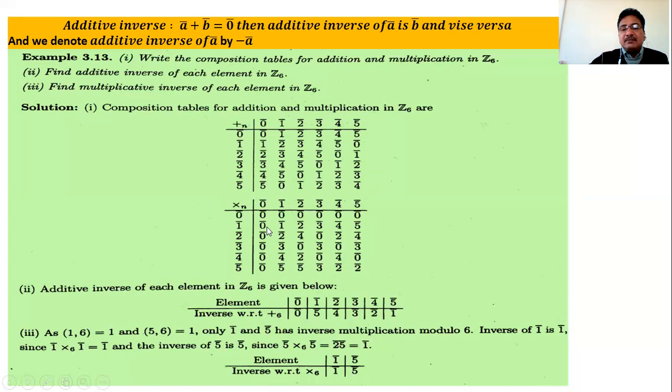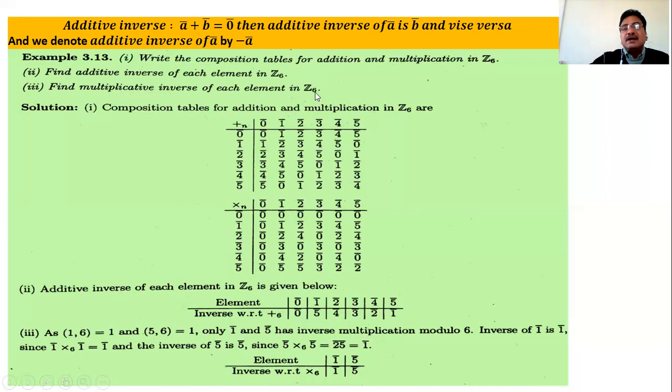While in Z7, 6 elements have multiplicative inverses. In Z8, 4 elements have multiplicative inverses. So why does the multiplicative inverse of 0 bar not exist? Because the greatest common divisor of 0 and 6 is not 1. The greatest common divisor of 1 and 6 is 1, and therefore 1 bar inverse exists. The greatest common divisor of 2 and 6 is 2, not 1, and therefore the inverse of 2 bar does not exist.